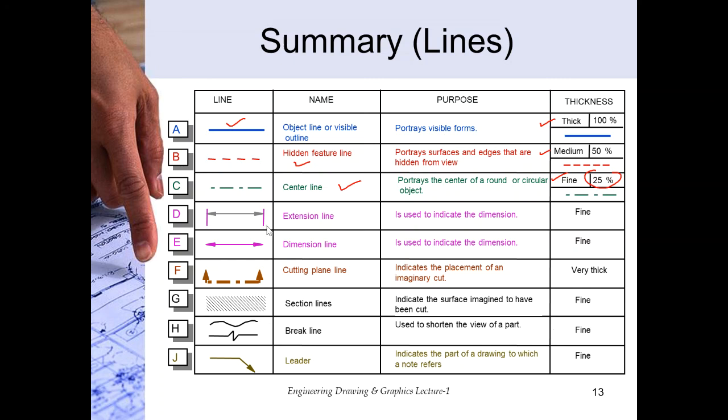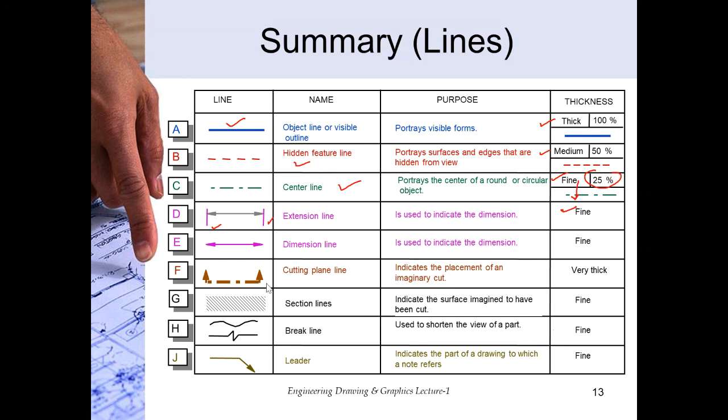Then we have the extension line, the lines that are in purple color. These are the extension lines, and they are used to indicate the dimension. Thickness is fine, the same thickness that we use for the center line. Then there is a dimension line, and basically the extension line and the dimension lines both are used to indicate the dimensions.